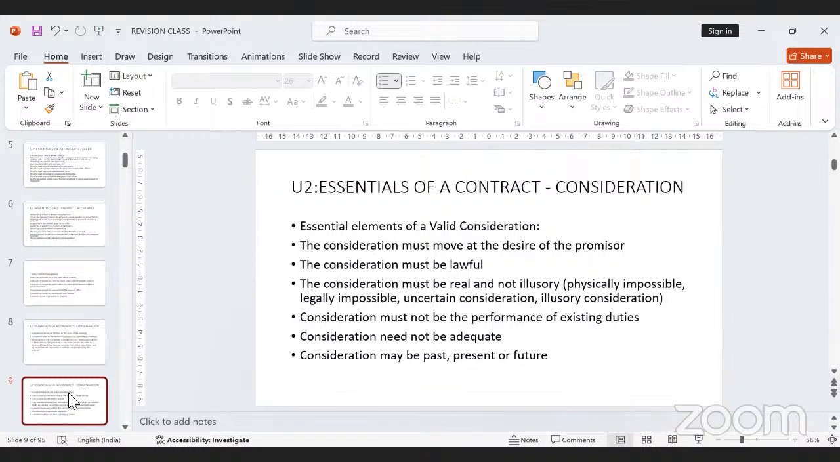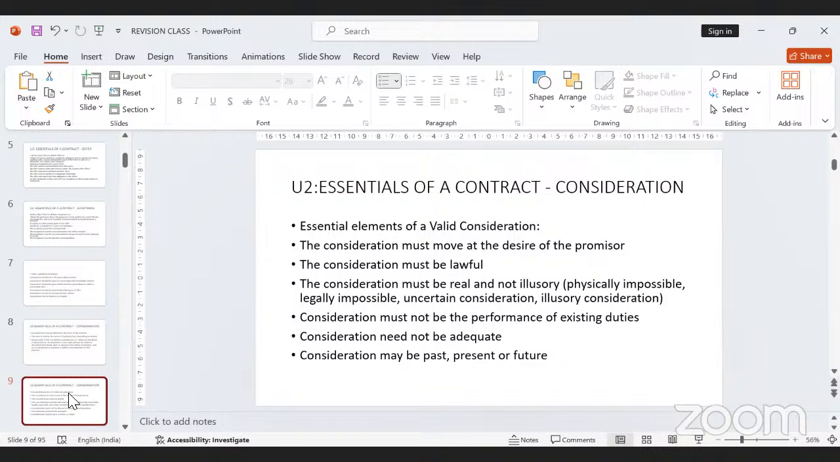And consideration must be real. Consideration must not be something that is physically impossible. Like, I cannot say that I will bring back a dead person, or a person's arm is amputated, I will grow a new arm for that person, right? So those are all illusory considerations. They are not physically possible. Then legally impossible. Considerations should not be legally impossible.